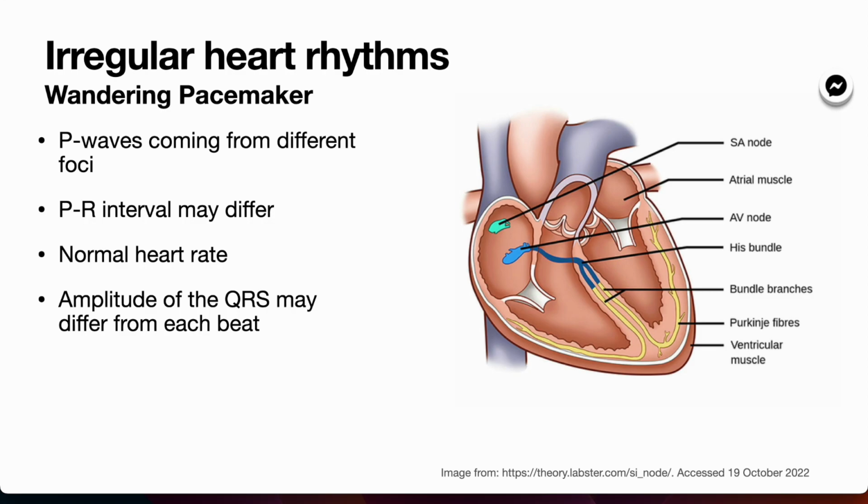However, in wandering pacemakers, the P waves are generated from other areas of the heart, such as in this area here, or in this area here, or elsewhere. So there are different areas where P waves begin, not only in the SA node. Therefore the PR interval may differ, depending on where the pacemaker is being generated. The heart rate is really normal in wandering pacemaker, but the amplitude of the QRS may differ from each beat depending on where the conduction is coming from.